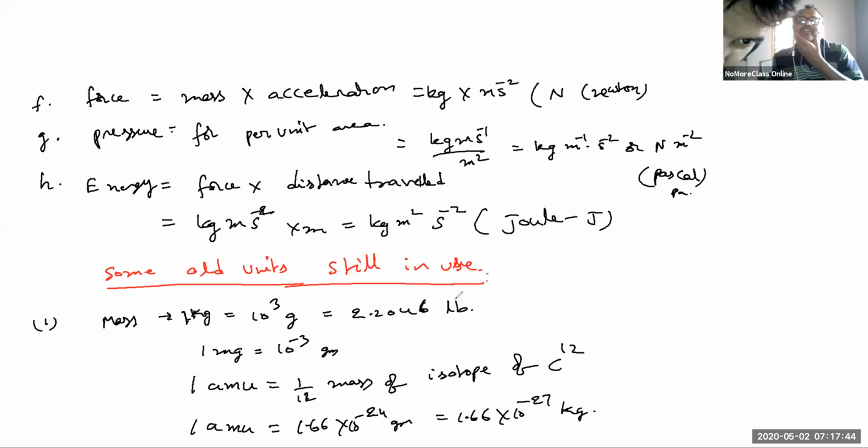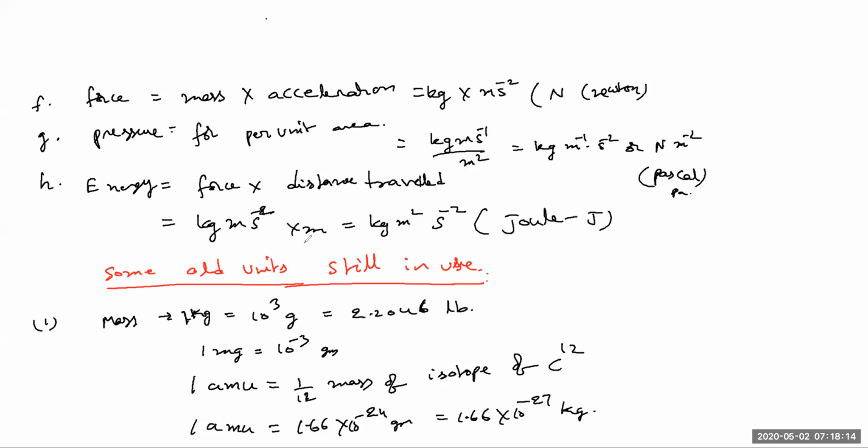It is an old unit. LB means 1 pound. Sorry, it is a pound only, ma. Yeah, it's correct. Pounds. Thanks, sir.